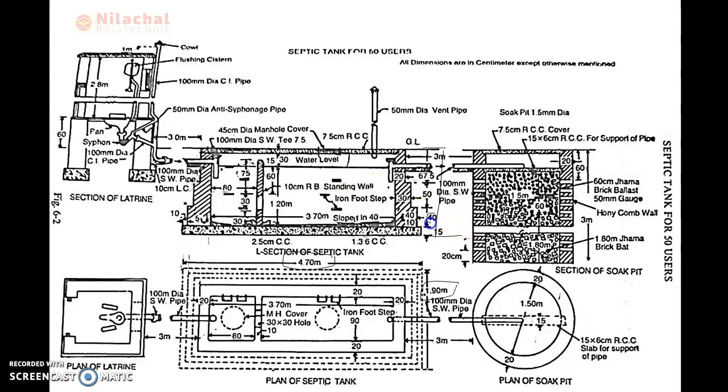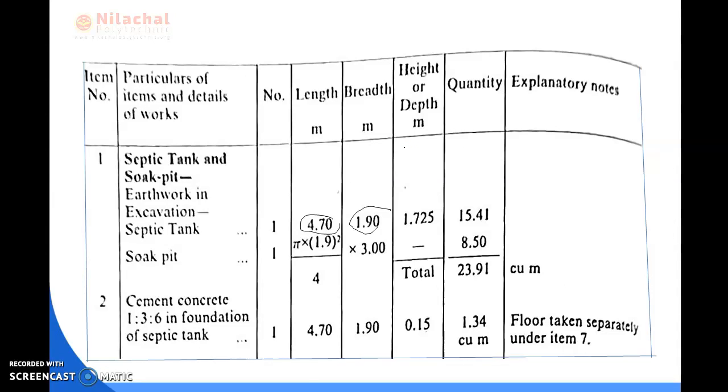wall. Okay, then 50 is the dimension of the 30 centimeter wall which is provided as the second footing in the brick wall, and the 67.5 is the overall depth of 20 centimeter from the 30 centimeter wall to the ground level. So total distance is 1.725 meter, or we can write here 172.5 centimeter also. Okay, so the total quantity of excavation for the septic tank is equal to 1 into 4.70 into 1.90 into 1.725, which is equal to 15.41.